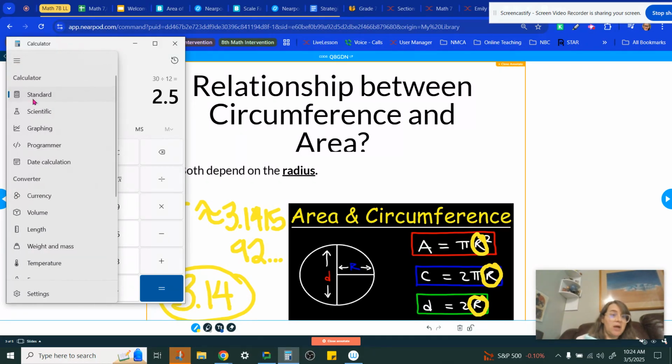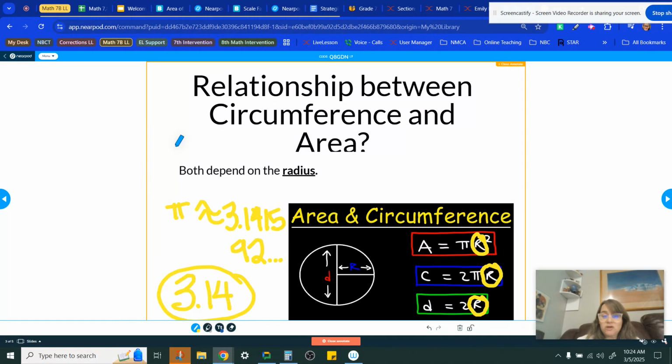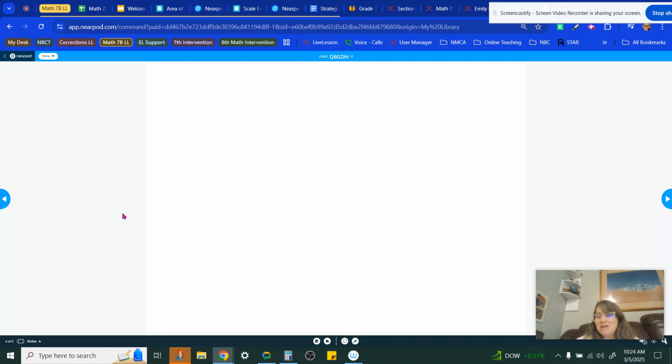Let me show you that pi button. If I go to my scientific calculator, I can use the pi button, which is right here. And it gives a lot more of pi. Okay, don't use this. Your problems are designed to use what we call an approximation of pi, which means we're cutting it off. We're saying it's about 3.14. 3.14 is good enough. Okay, let's do some problems.